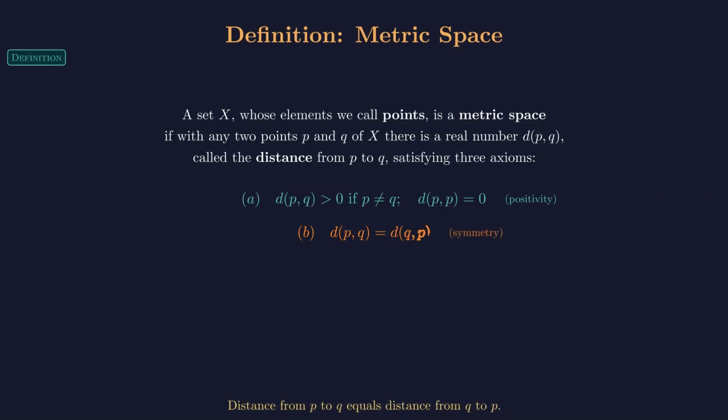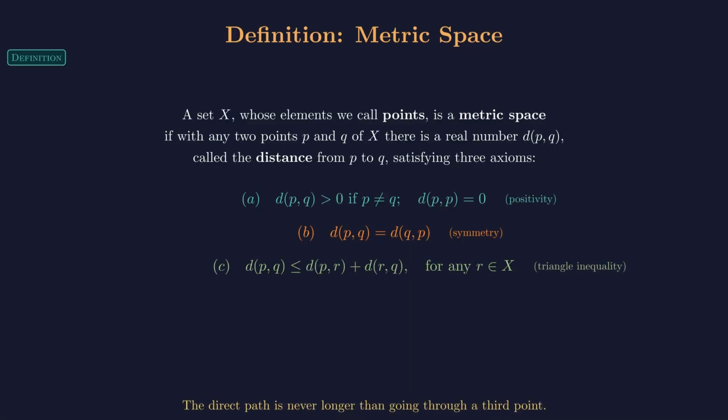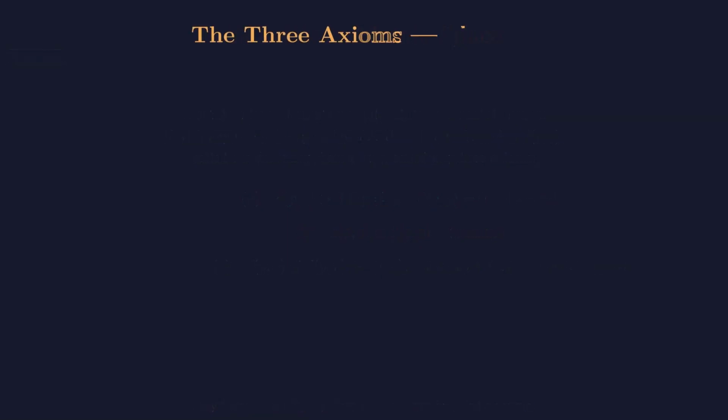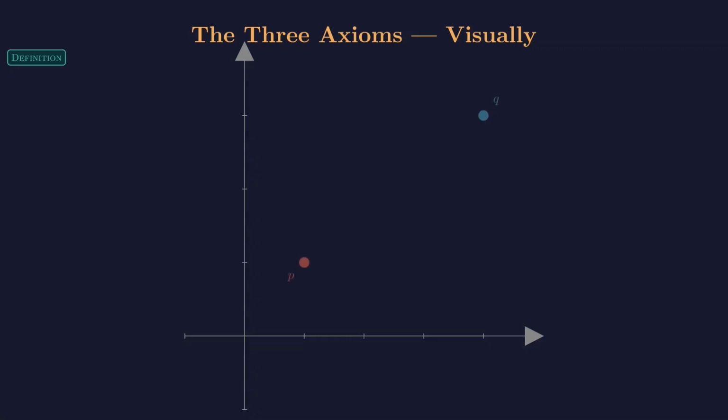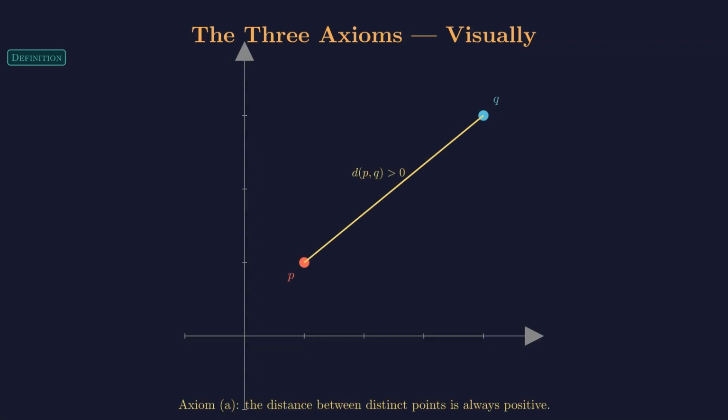First, positivity. The distance between 2 distinct points is always strictly positive, and the distance from a point to itself is 0. Second, symmetry. The distance from P to Q is the same as from Q to P. Third, the triangle inequality. Going directly from P to Q is never longer than taking a detour through some third point R. Now let's see what these axioms look like geometrically in R2.